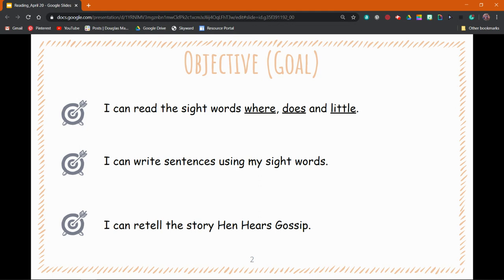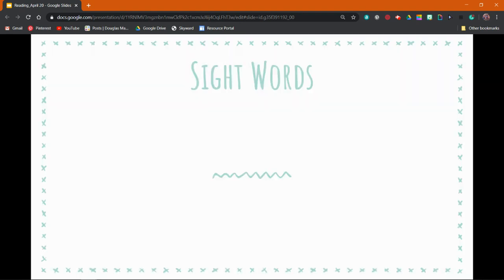Our goals for today say: I can read the sight words where, does, and little. I can write sentences using my sight words. And I can retell the story, Hen Hears Gossip. So, sight words for this week.